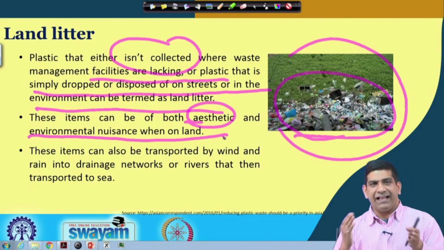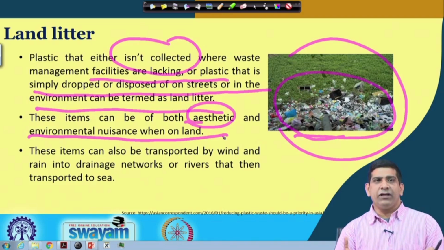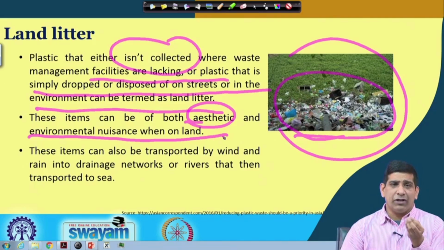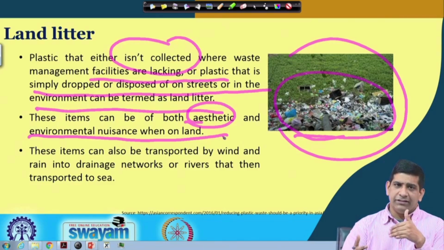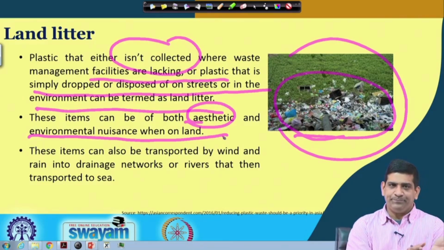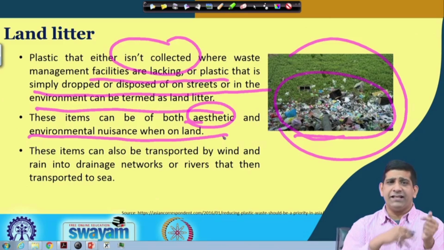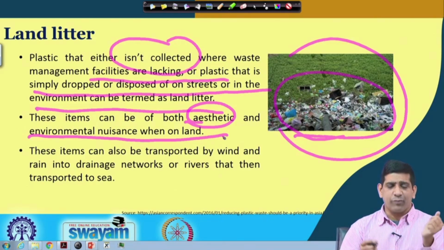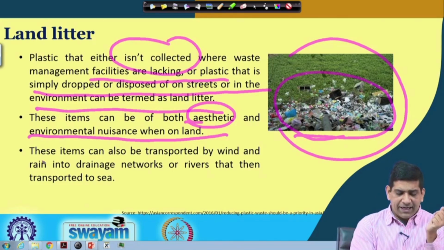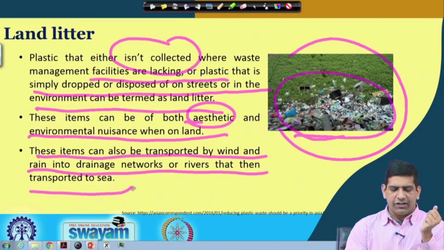So it leads to a health effect. It leads to the animals getting weaker and losing life, and that's a bigger problem. Although it potentially doesn't look nice, at the same time it has a lot of environmental nuisance. It gets into the water from this littered waste. It can potentially go from the stream to the river, and from the river to the sea, and then it keeps churning inside the sea, gets broken down into smaller pieces and creates problems there as well. These items can also be transported by wind and rain into the drainage network and rivers, and then ultimately to the sea.